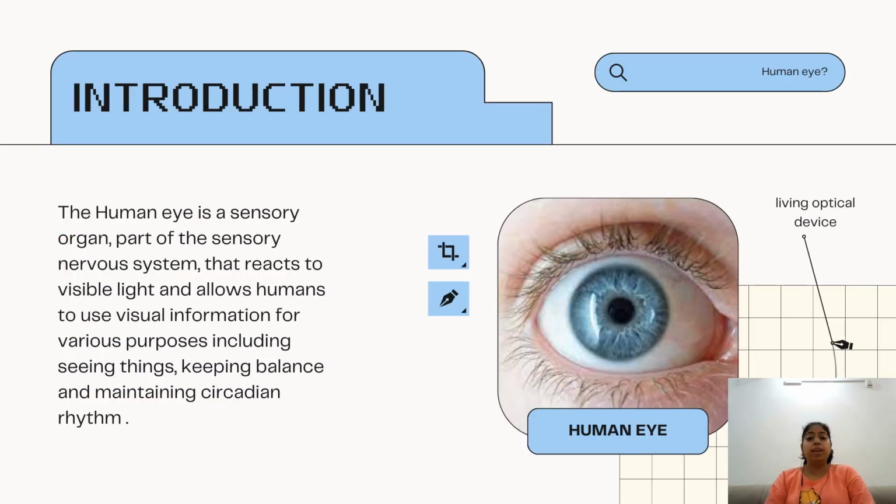Introduction to the human eye. The human eye is a sensory organ, part of the sensory nervous system, that reacts to visible light and allows humans to use visual information for various purposes, including seeing things, keeping balance, and maintaining rhythm. The eye can be considered a living optical device. It is almost spherical in shape.